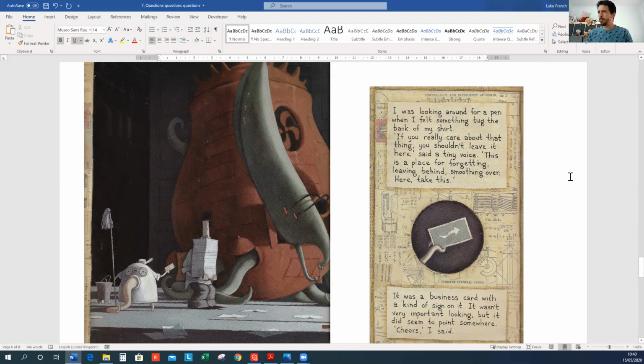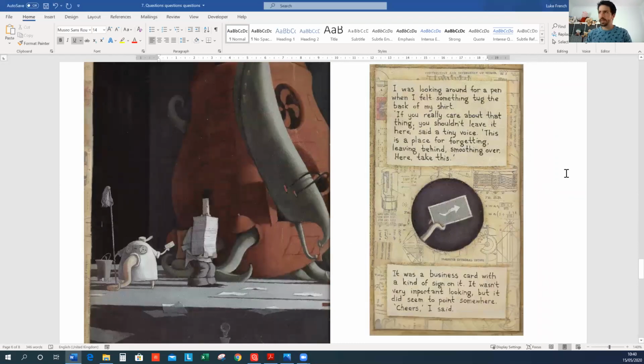I was looking around for a pen when I felt something tug at the back of my shirt. If you really care about that thing, you shouldn't leave it here, said a tiny voice. This is a place for forgetting, leaving behind, smoothing over. Here, take this. It was a business card with a kind of sign on it. It wasn't very important looking, but it did seem to point somewhere. Cheers, I said.